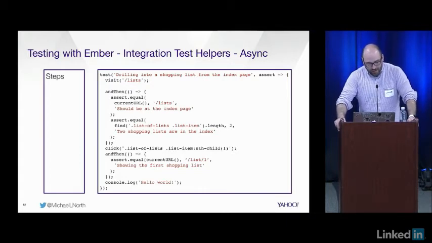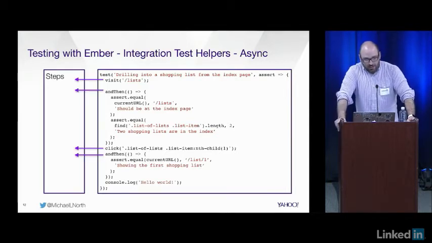So what we have here are some of our async helpers. We have a visit, we have two and thens, and we have a click. What is actually happening under the hood? Oh, also I should point out the last line in this test logs to the console hello world.